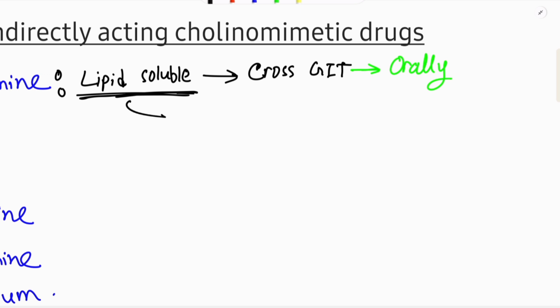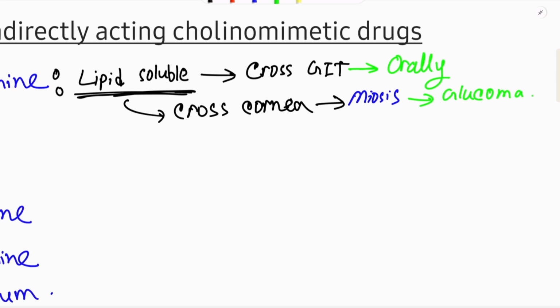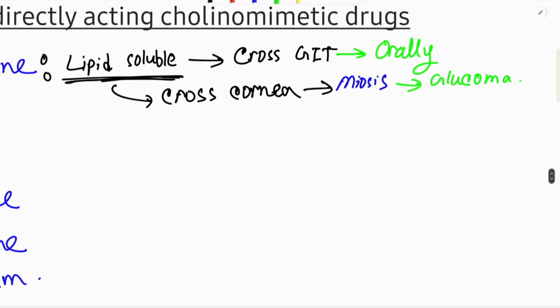As it is lipid soluble, it can also cross the cornea, bind with the pupillary M3 receptor and stimulate it. And we know that if the parasympathetic nervous system is stimulated in the pupil, the pupil is contracted and that leads to miosis. Previously we discussed that miosis will help in relief of glaucoma. So physostigmine drops can be used in angle closure or open angle glaucoma. The exact mechanism we will discuss in anti-glaucoma drugs.